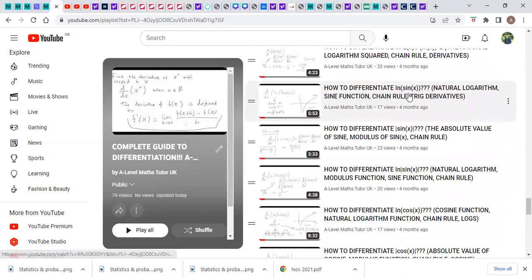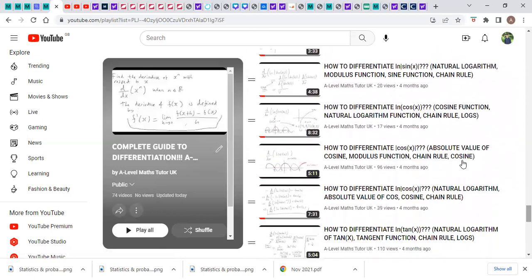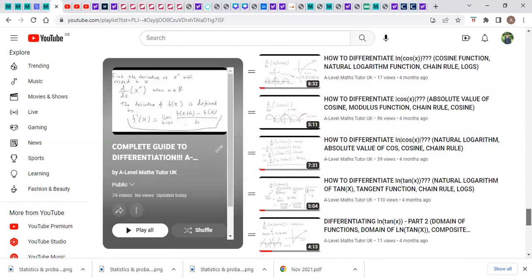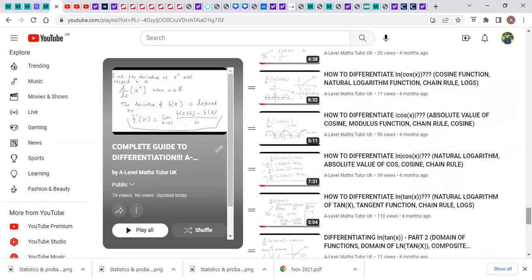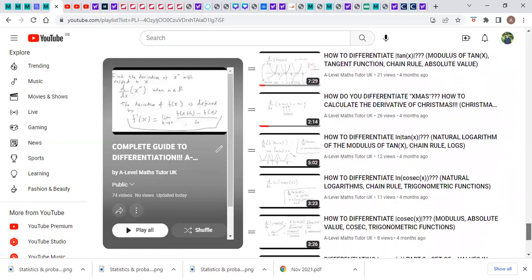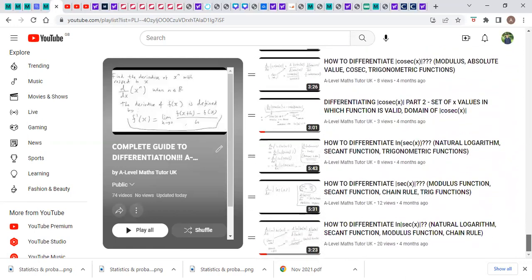So ln of sine, so again using the chain rule for that one, so that's a derivative you may want to have a look at. Ln of cos and modulus of cos, how you differentiate that. So again, it's a tiny bit different to cos x, because we want to use the chain rule to do that. And again, you'll see how we do that using the chain rule. So you get the point.